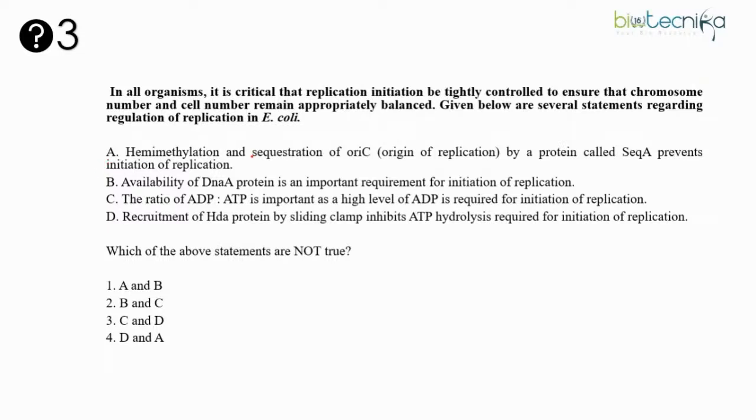Statement A, hemimethylation and sequestration of oriC by a protein called SeqA prevents initiation of replication. Option B, availability of DnaA protein is an important requirement for initiation of replication. Third statement, the ratio of ADP to ATP is important as a high level of ADP is required for initiation of replication. And statement D, recruitment of Hda protein by sliding clamp inhibits ATP hydrolysis required for initiation of replication. Which of the above statements are not true? Mind it, they're asking not true.